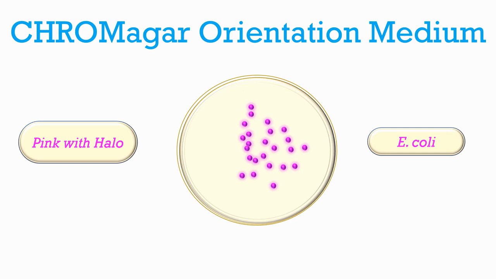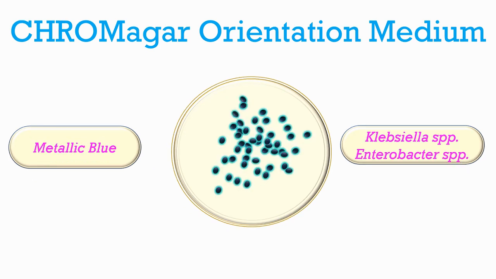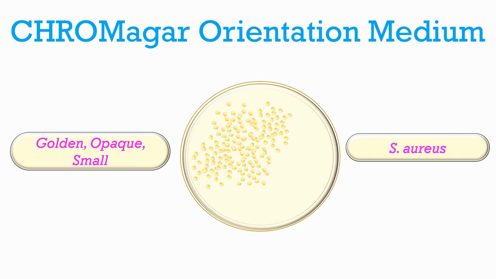E. coli shows medium to large size dark rose to pink colonies with or without halos in the surrounding medium. Enterococcus shows blue-green small colonies with halo around them. Klebsiella enterobacter serratia group shows medium blue to dark blue colonies. Staphylococcus aureus shows golden opaque small colonies.